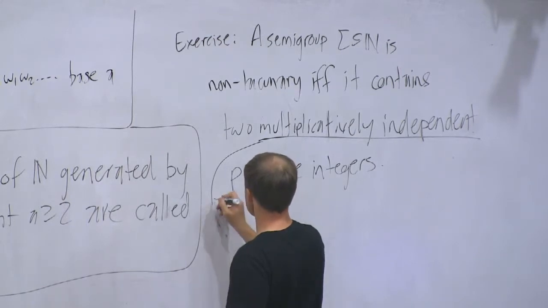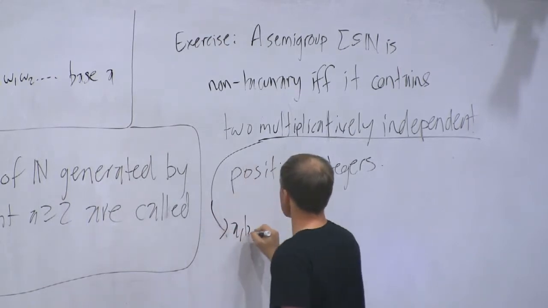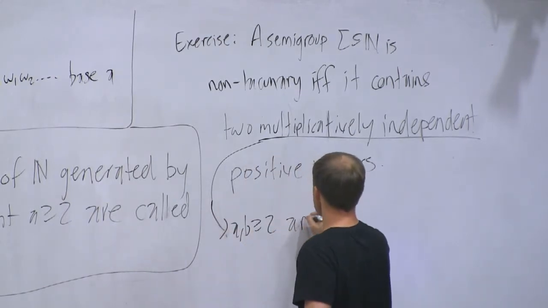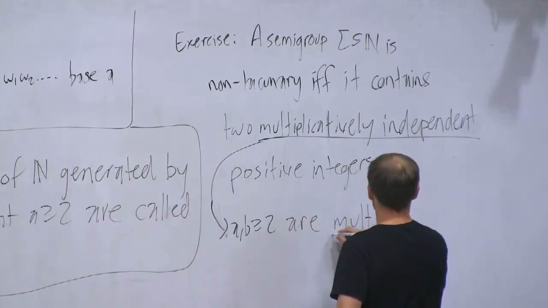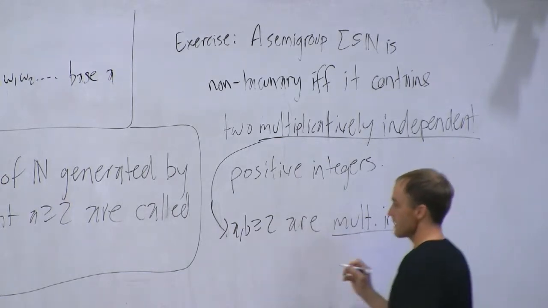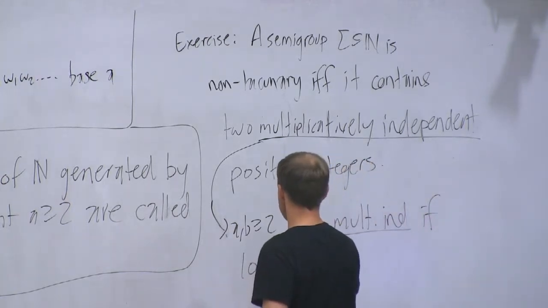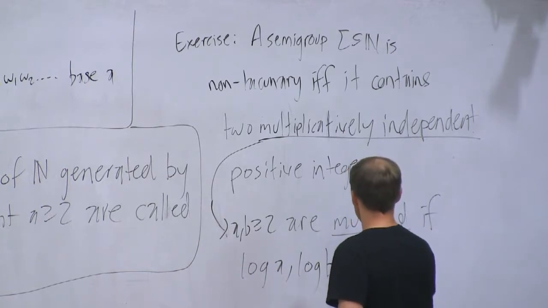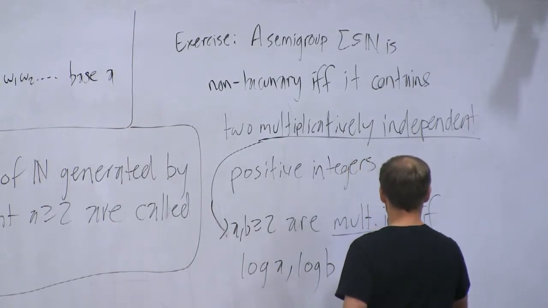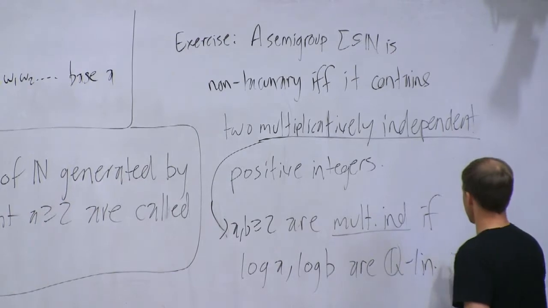So A and B, bigger than or equal to 2, are multiplicatively independent if the logarithms of the numbers, log A and log B, are Q-linearly independent. Okay? Q-linearly independent.